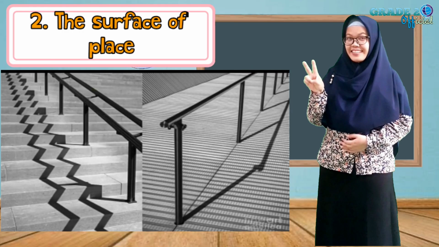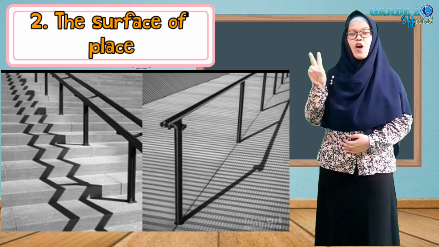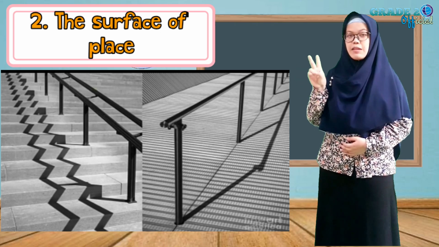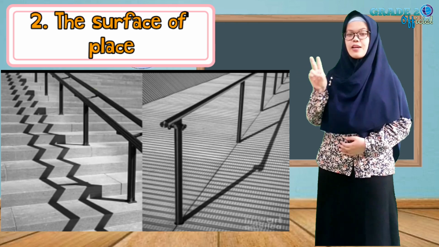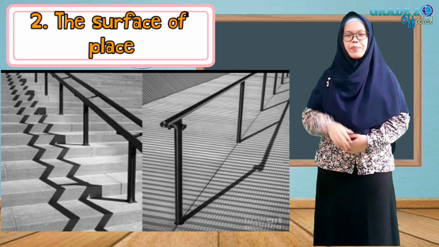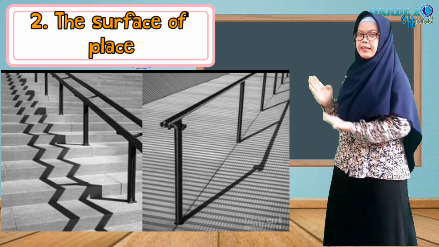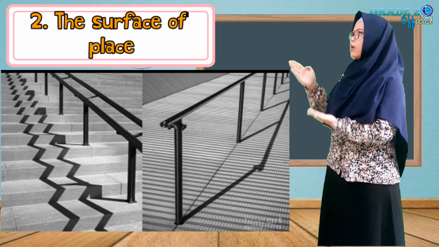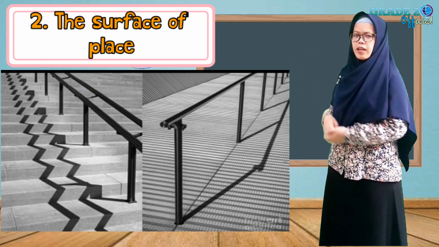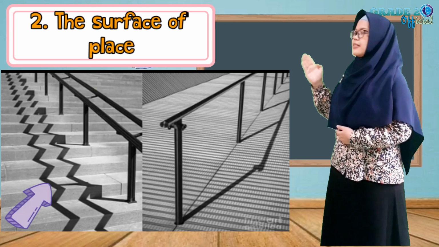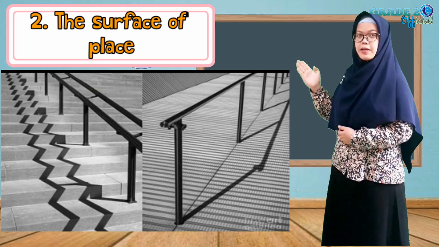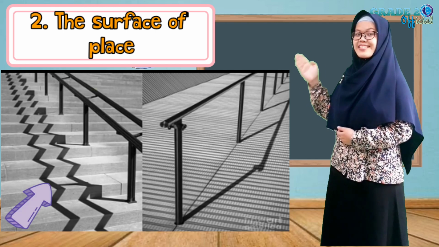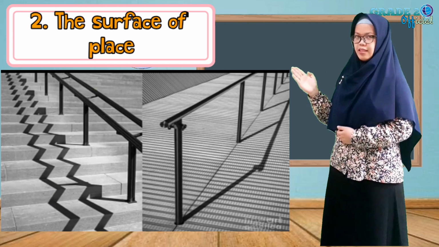The second depends on the surface of the place. Please look at the picture. Try to pay attention to the left shadow. The shape is like a zigzag, because the surface is multi-level.